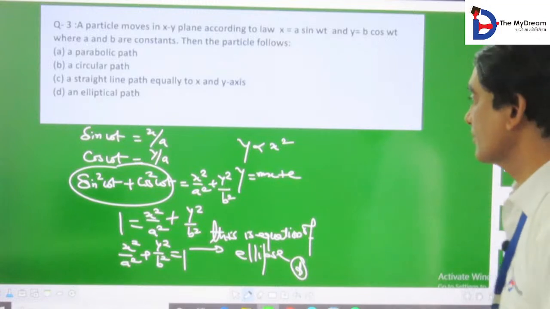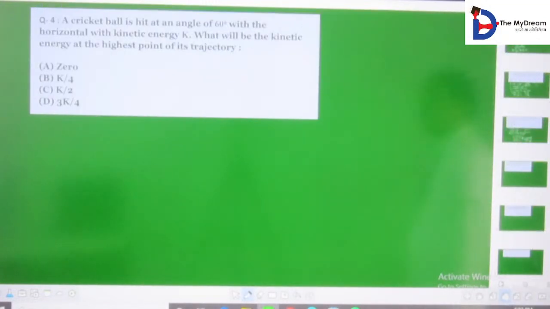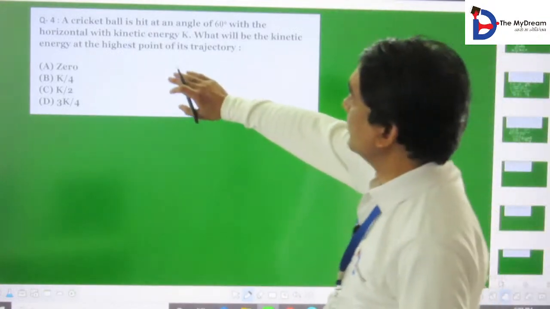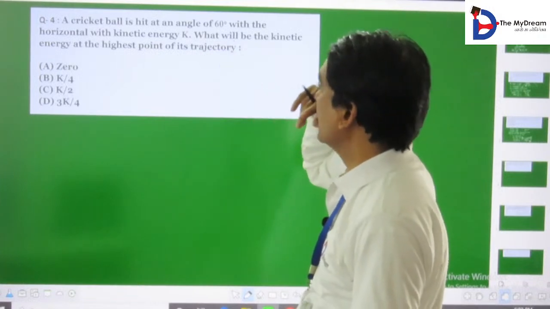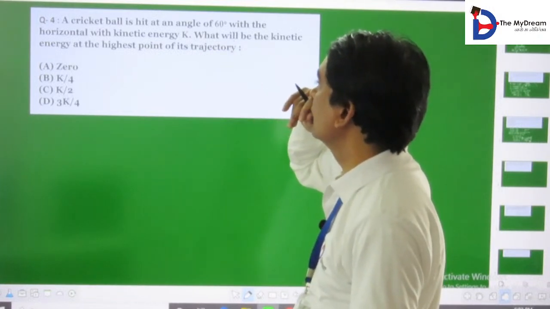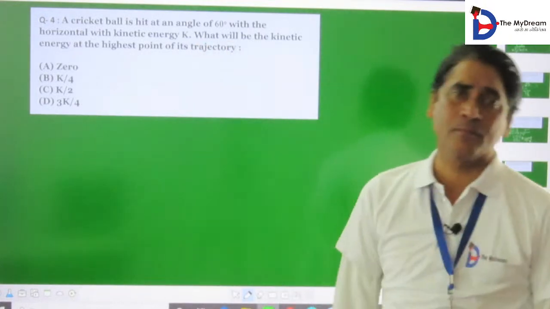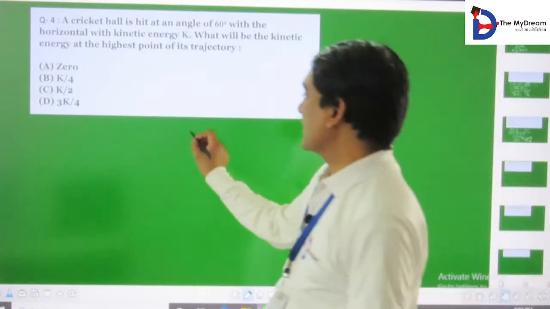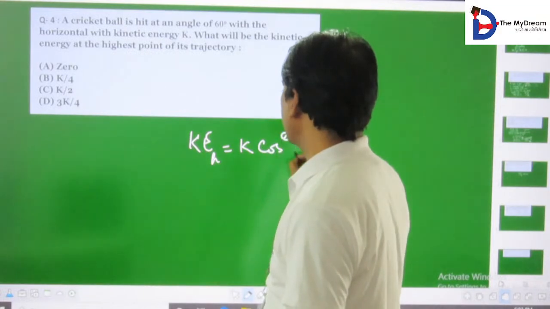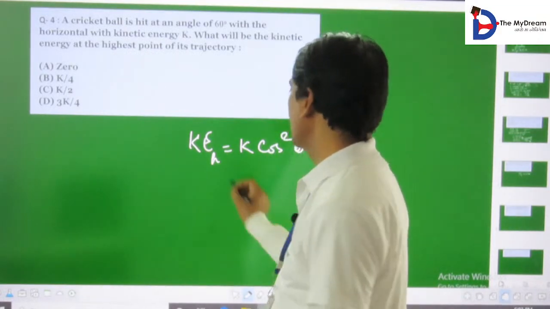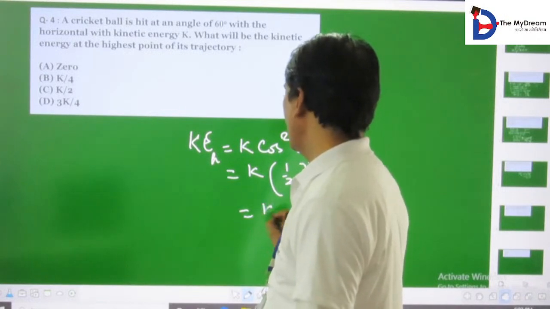Okay. The next question is, a cricketer's ball is hit at an angle of 60 degree with the horizontal. I told you this a little while ago, I told you the kinetic energy at the highest point, that is K cos square 60 degree, and cos 60 is 1/2, it will become 1/4.